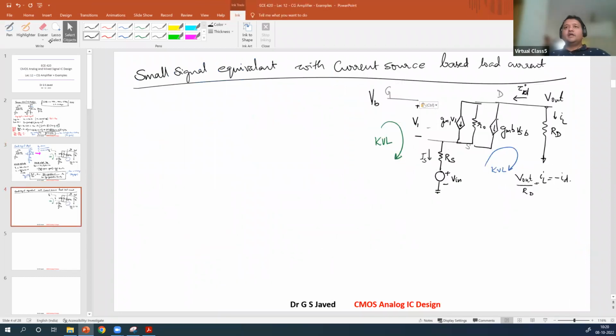So when we say RD is a current source, it will go away because it is infinite resistance. Now because that goes away, the impact of R0 is also reduced. In this case here, KVL is not needed. This KVL will exist as it is.